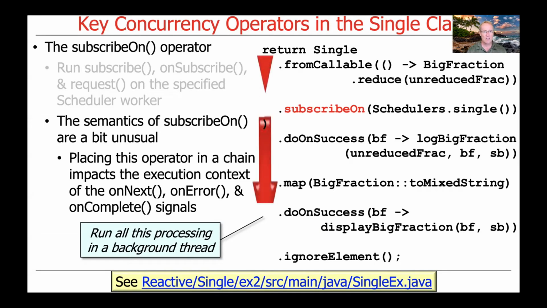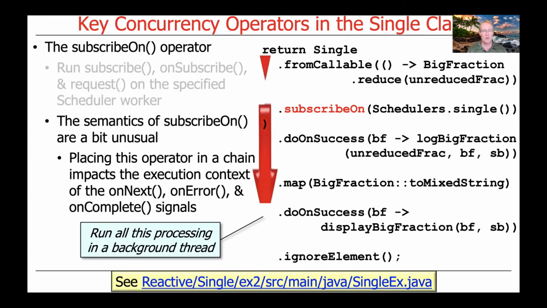So for example, if you look at the chain of operators here that start with single from callable, we're going to use from callable and the factory method operator that it provides in order to be able to reduce an unreduced fraction. We're then going to use the subscribe on operator to indicate that that processing and all subsequent processing will run in a background thread, which will be defined by schedulers.single.